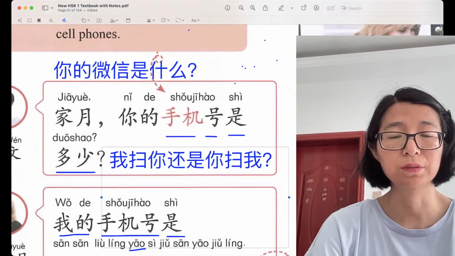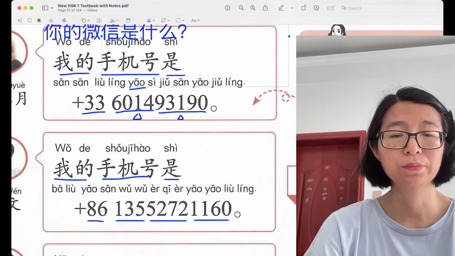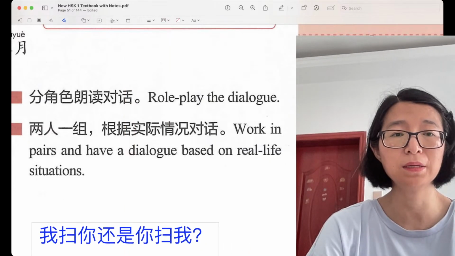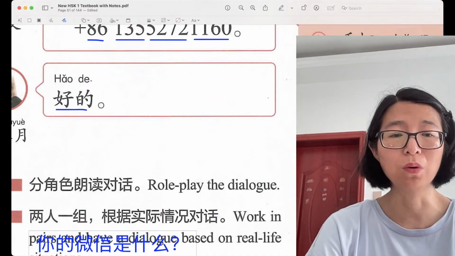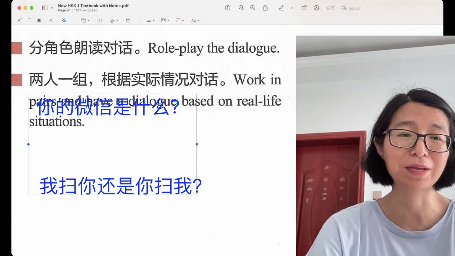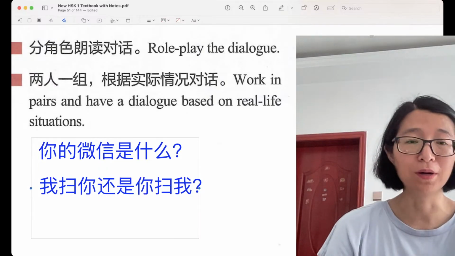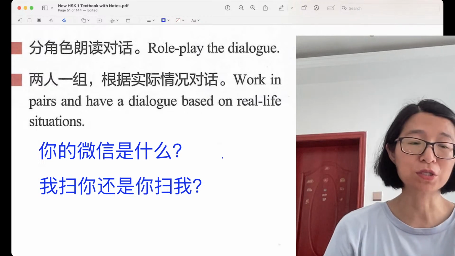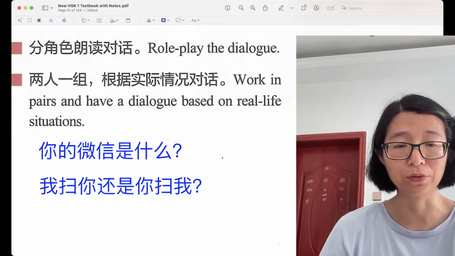Here, how do you say I scan you? 我扫你. How do you say you scan me? 你扫我. I scan you or you scan me. 我扫你还是你扫我? Okay, if you want other people to scan you, you can show your WeChat QR code and let people scan you.